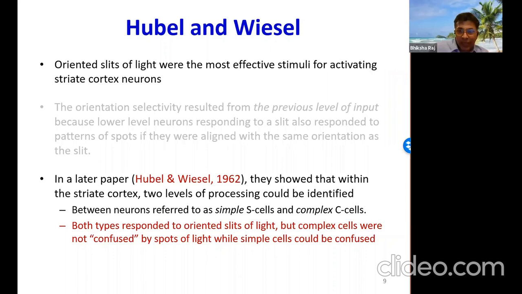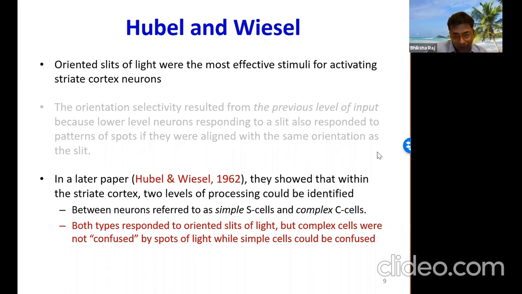They ran more experiments and reported in 1962 that there are in fact two levels of processing in detecting these patterns, and these are performed by two different types of neurons. The first level is performed by what they call simple cells or S cells. The second level was performed by what they call complex cells or C cells. Both S cells and C cells responded to the same kinds of patterns, but the response of the S cell was more noisy, and the job of the C cell was to clean up the response of the S cell. So they came up with this model.